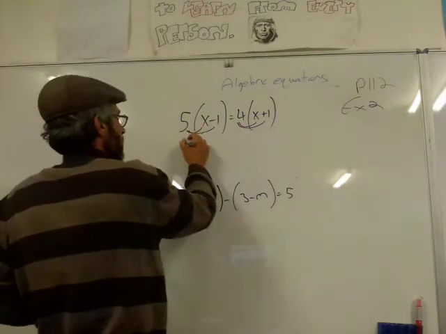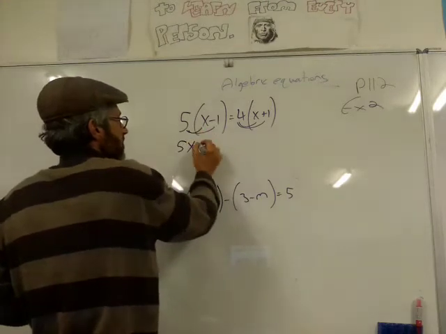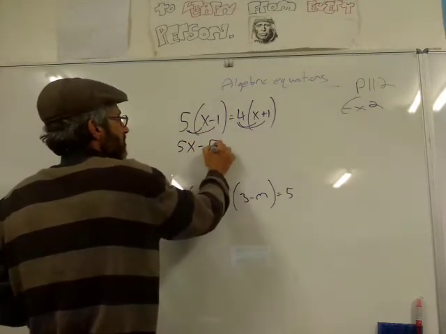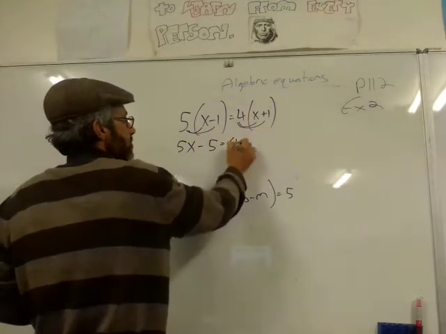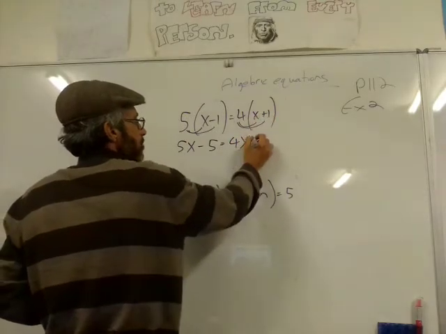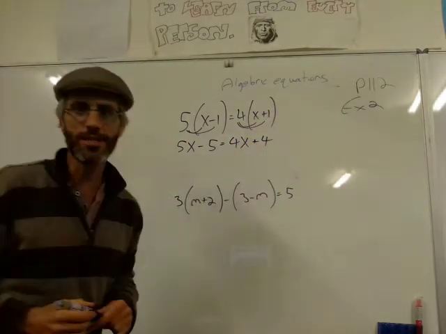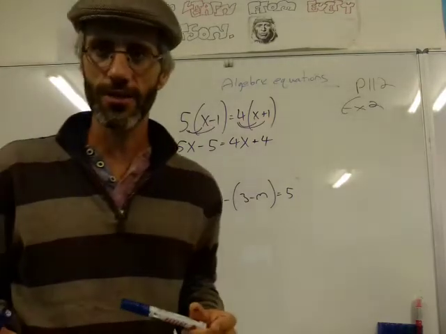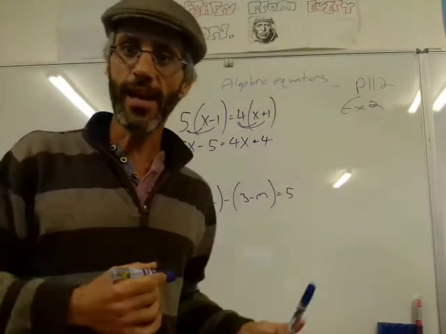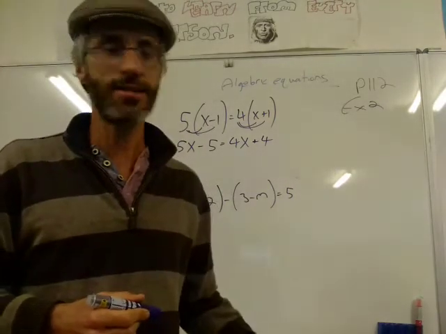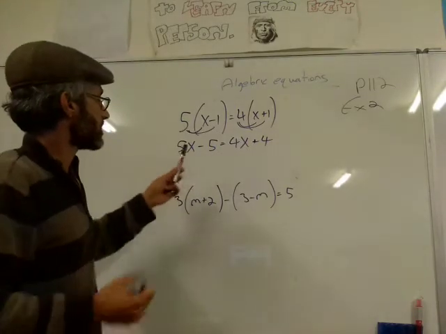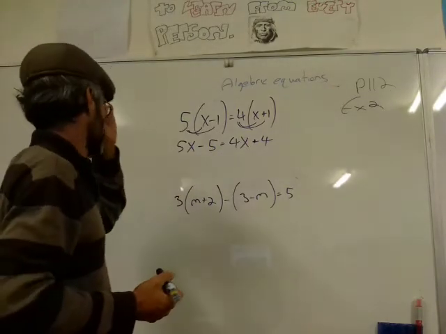So 5 times x will be 5x. 5 times minus 1 will be minus 5. 4 times x is 4x. 4 times 1 is plus 4. So the first step is just like we did last week. The second step is what we did last lesson, yesterday. It's actually a very similar problem we have.